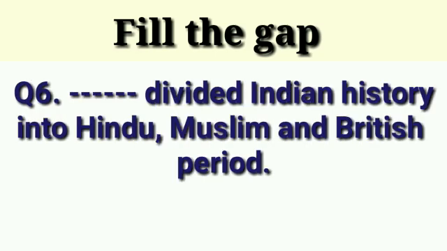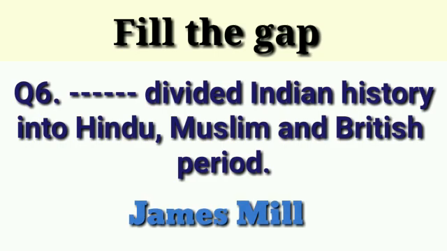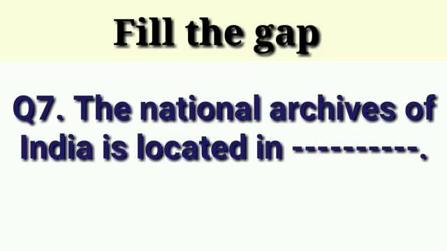Next question is, ___ divided Indian history into Hindu, Muslim and British period. Answer is James Mill. James Mill divided Indian history into Hindu, Muslim and British.